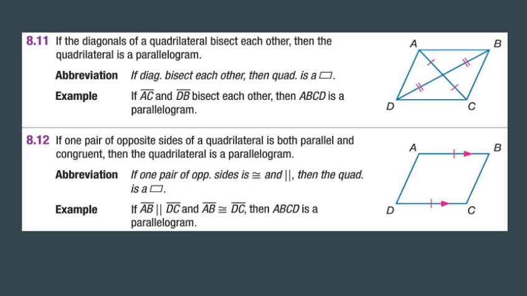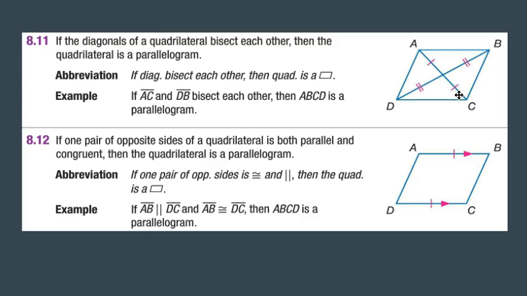If the diagonals of a quadrilateral bisect each other, so that means when they cross, so you can see they cross here, then the quadrilateral is a parallelogram. So the two diagonals cross because this segment and this segment cross. Because of that, we know it is a parallelogram.